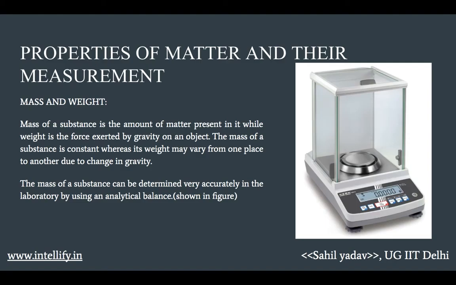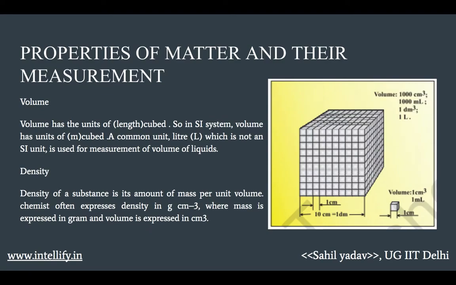Moving forward, the next topic is volume. So volume has the units length cube. In the SI system, volume has units meter cube, but again in the chemistry laboratory, smaller volumes are used, hence volume is often denoted in centimeter cube or dm cube. A common unit, liter, which is not an SI unit, is used for measurement of volume of liquids. 1 liter is 1000 ml and 1000 centimeter cube is 1 dm cube. Also, 1 meter cube is 1000 liters.